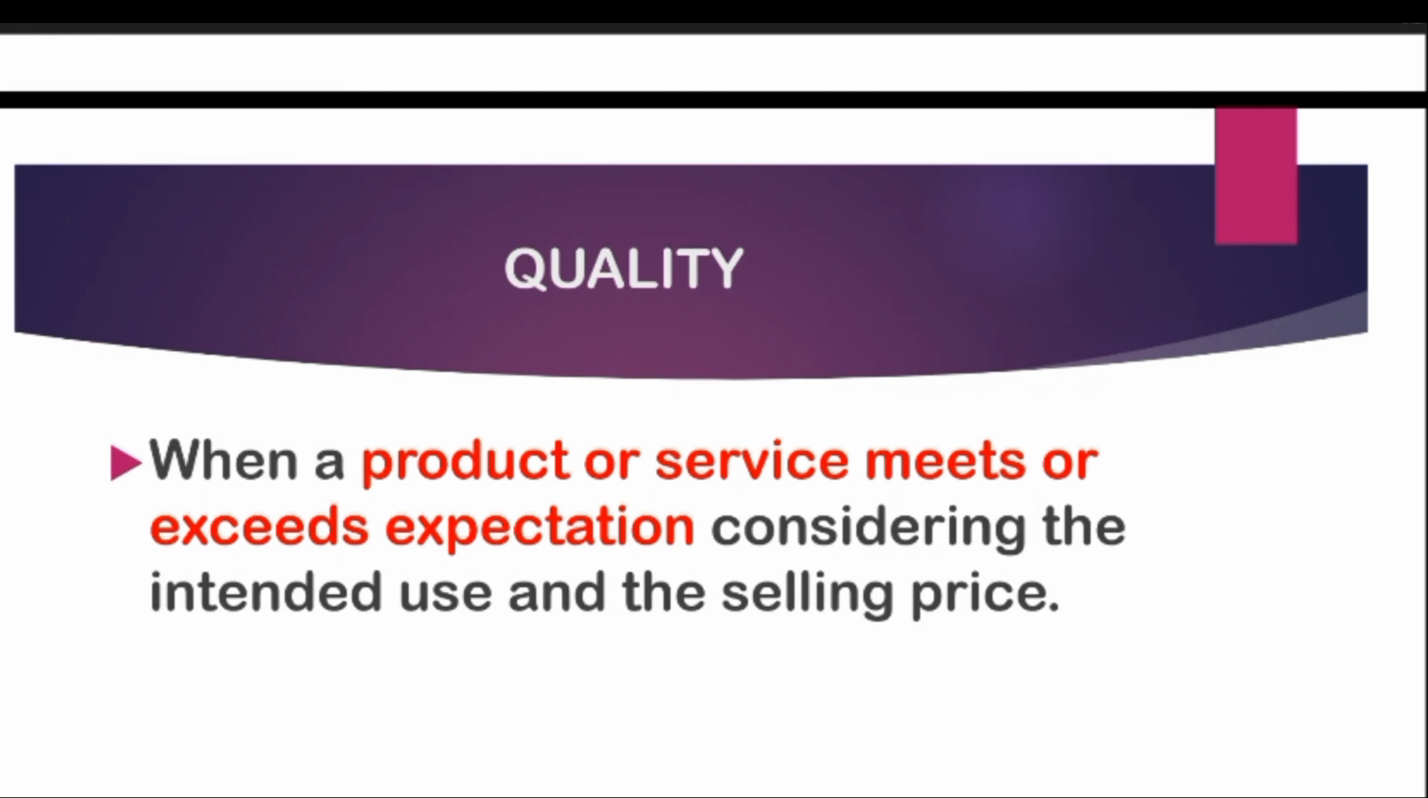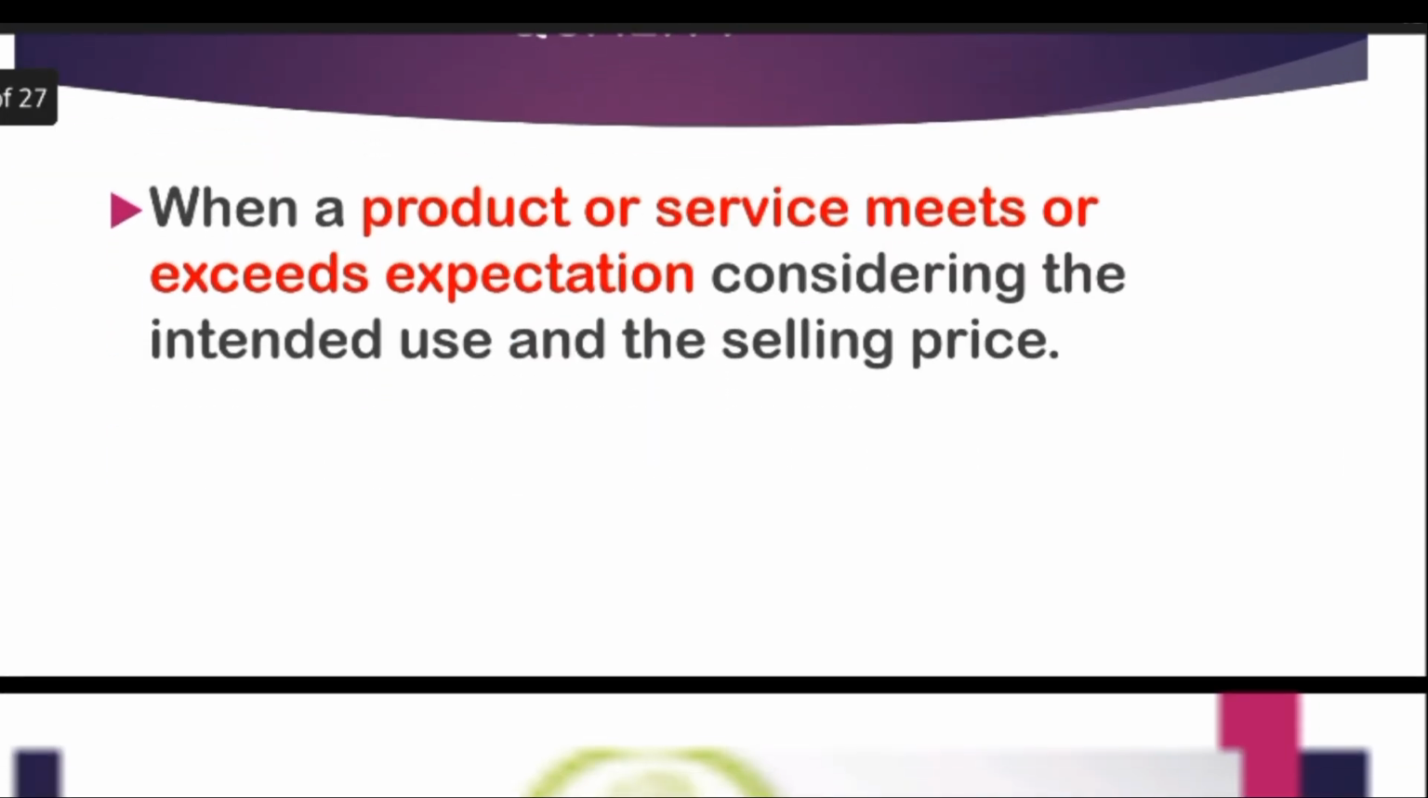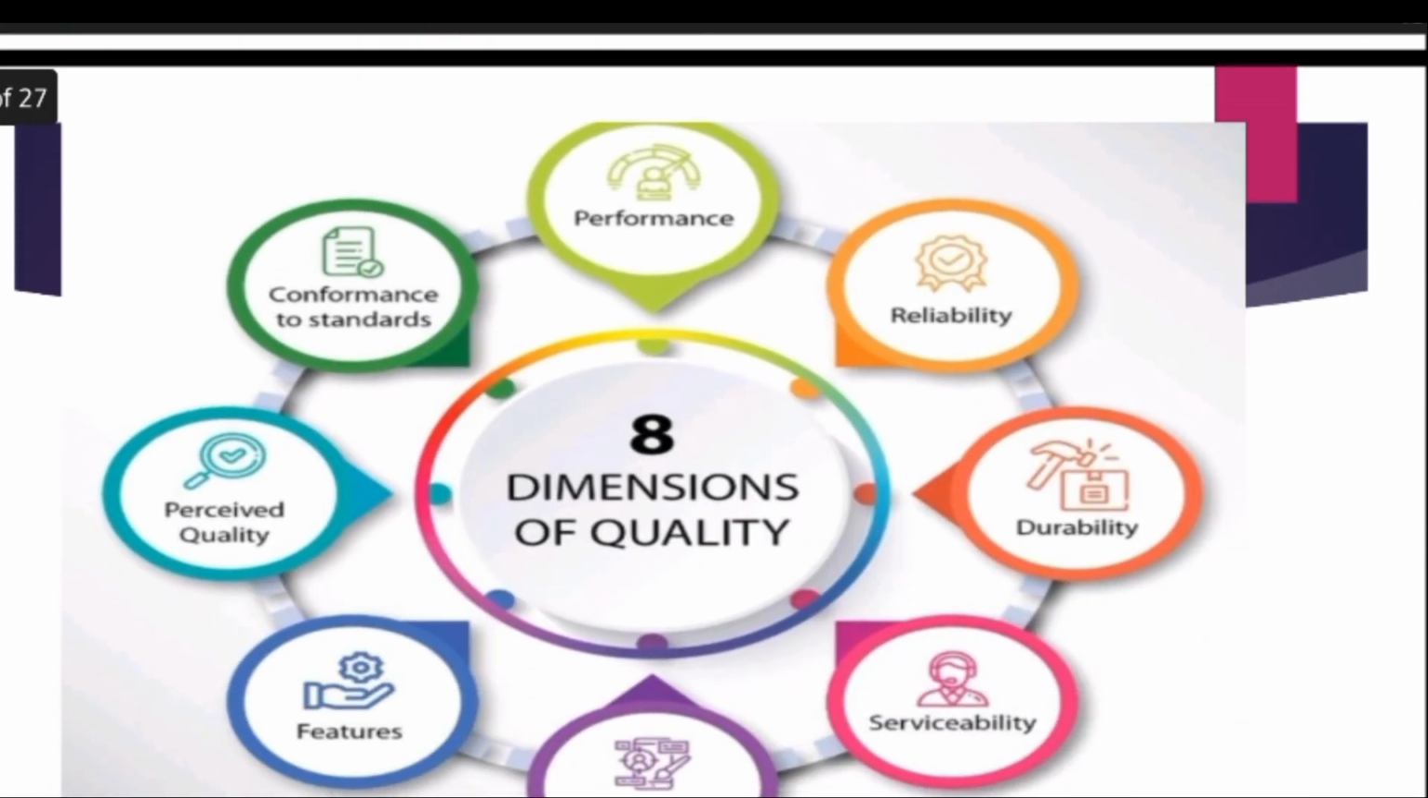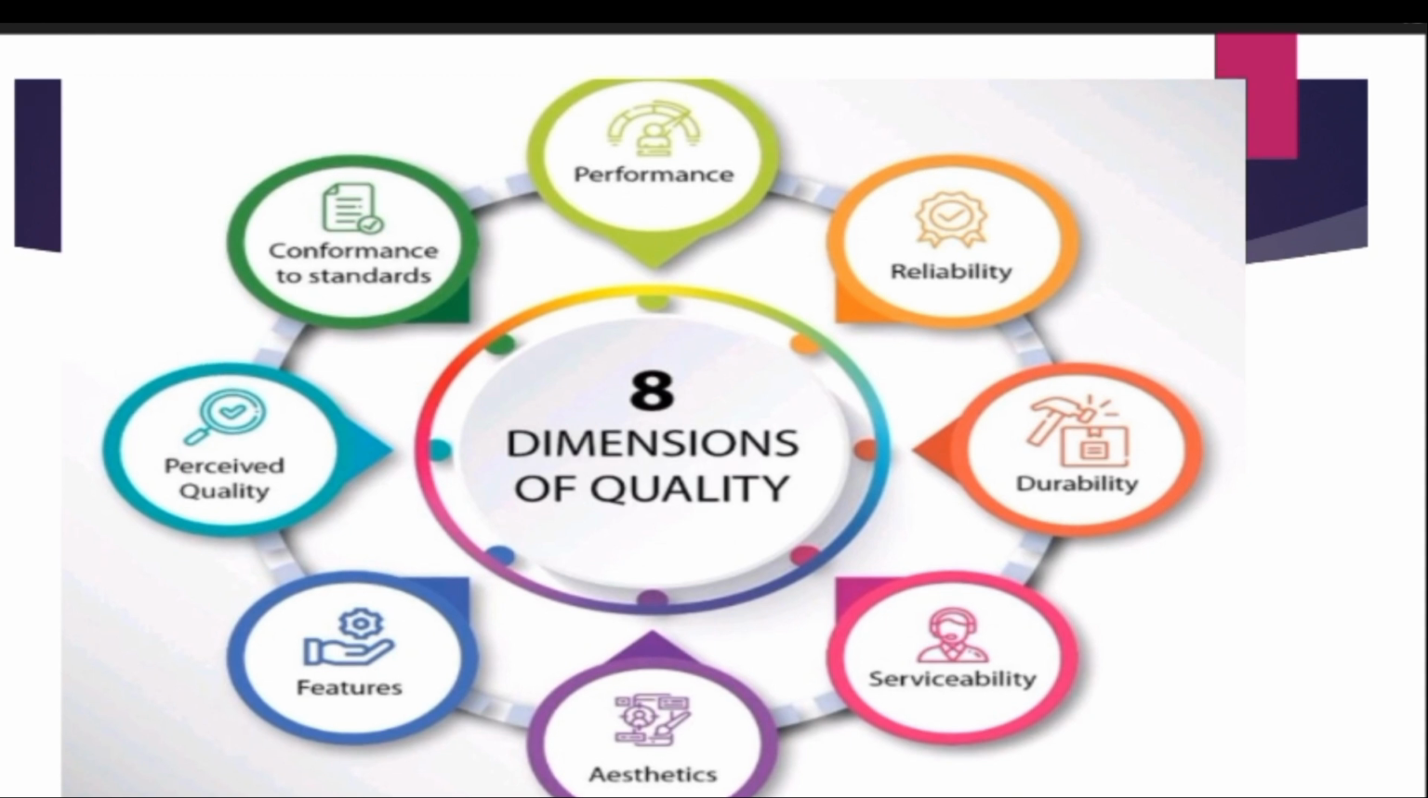Finally, quality. Quality is defined as when a product or service meets or exceeds the expectation of the customer, when the product or service is provided to the market by the organization, institution, or manufacturing industry. So what are the main 8 dimensions of quality? Performance, which is how the process or service works in the hands of a customer. Then reliability, durability, serviceability, aesthetics, features, perceived quality, and conformance to standards.